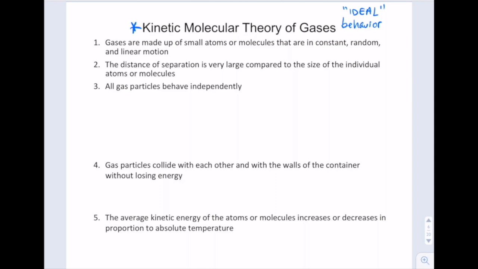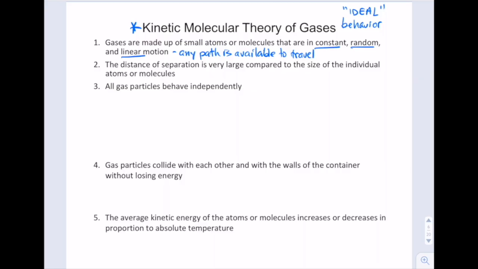The first assumption is that gases are made up of small atoms or molecules that are in constant, random, and linear motion. What that really means is that any path is available for an atom or molecule to travel. In other words, there's nothing to prevent an ideal gas molecule from straying from its path. If it's on some particular path of motion, nothing is going to get in the way because as an ideal gas would behave, it is not influenced by anything else. It doesn't see any other molecules to be influenced by. It doesn't see any other forces to be influenced by.